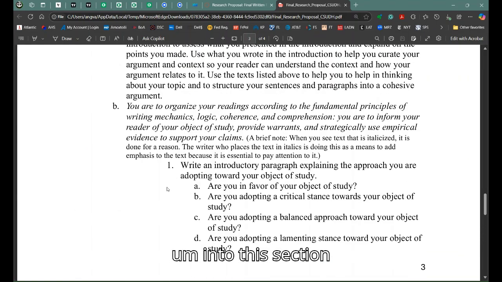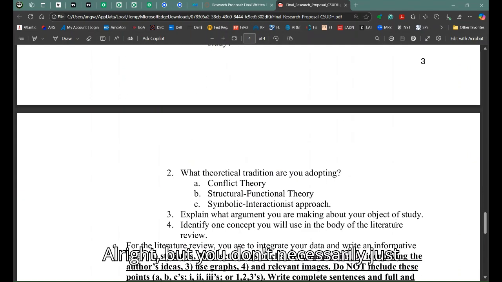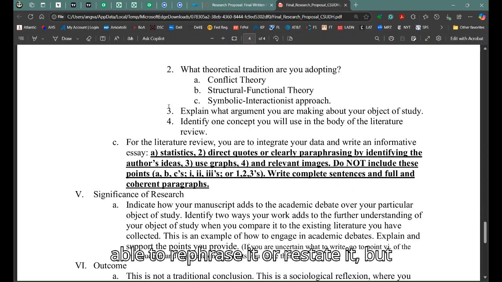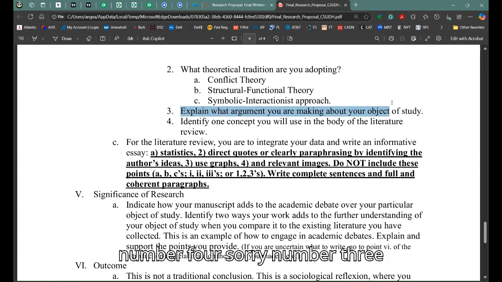into this section of the essay. All right. But you don't necessarily just want to copy and paste. You want to be able to rephrase it or restate it, but still maintain the same message. Okay. All right. So that's for point number three.